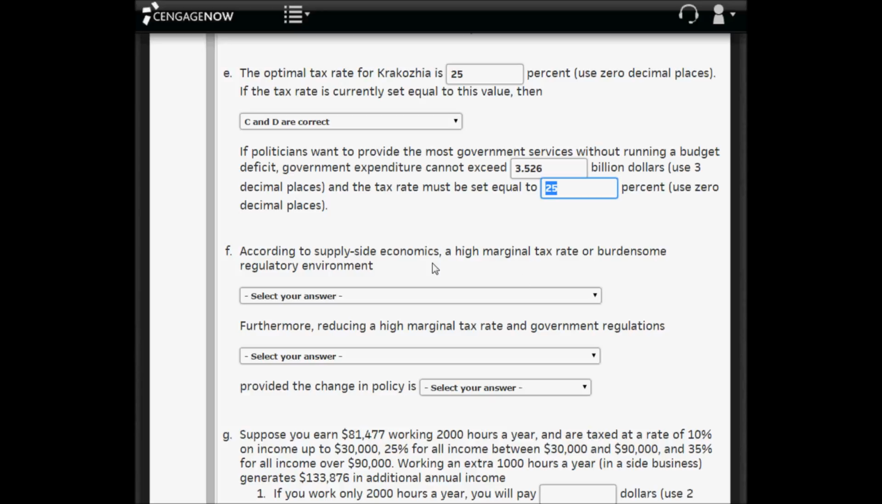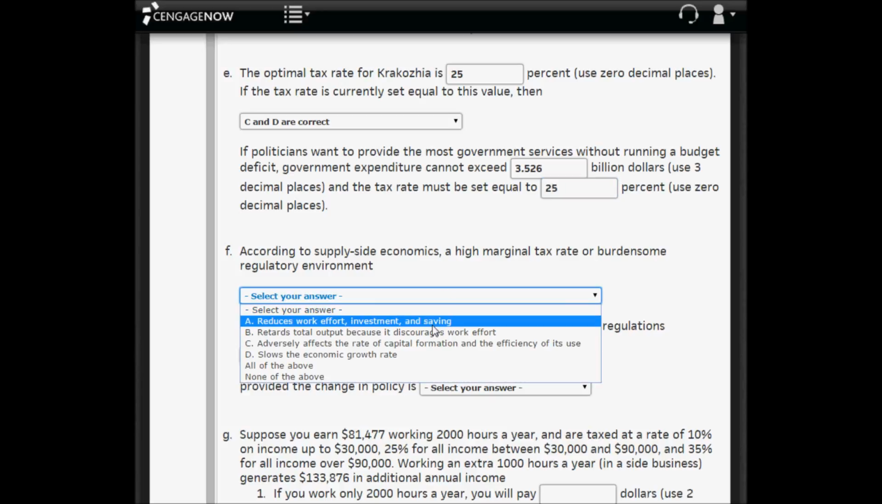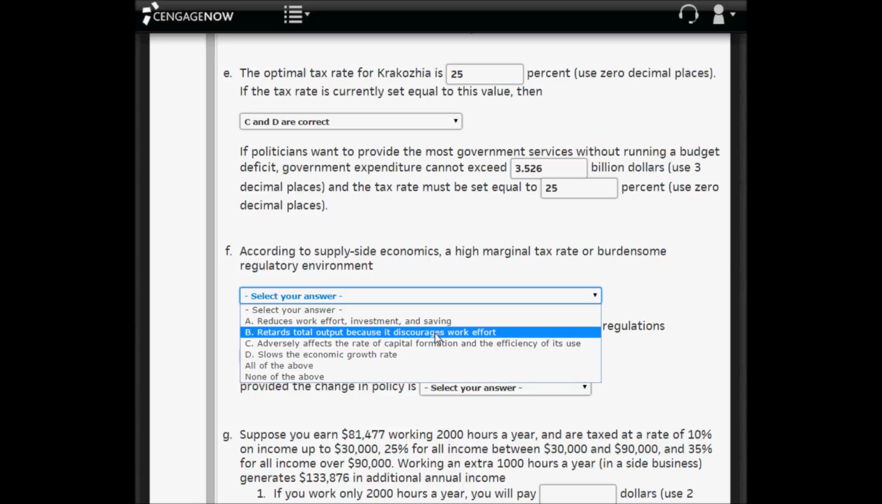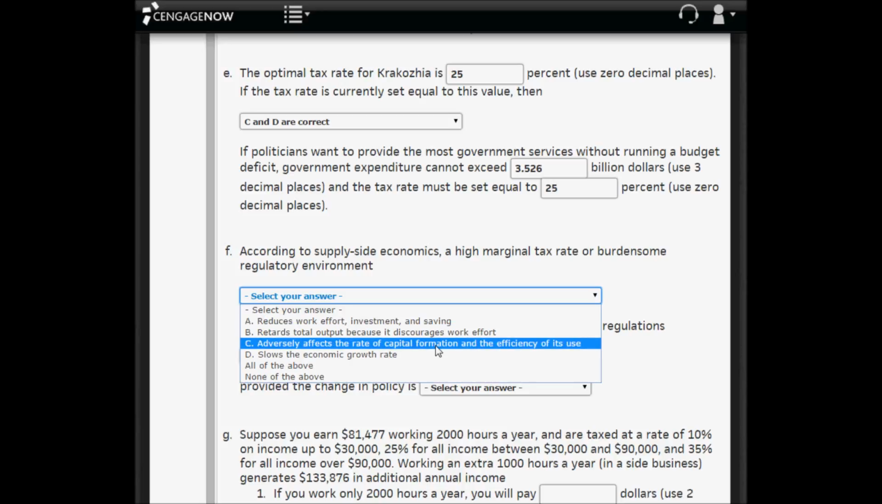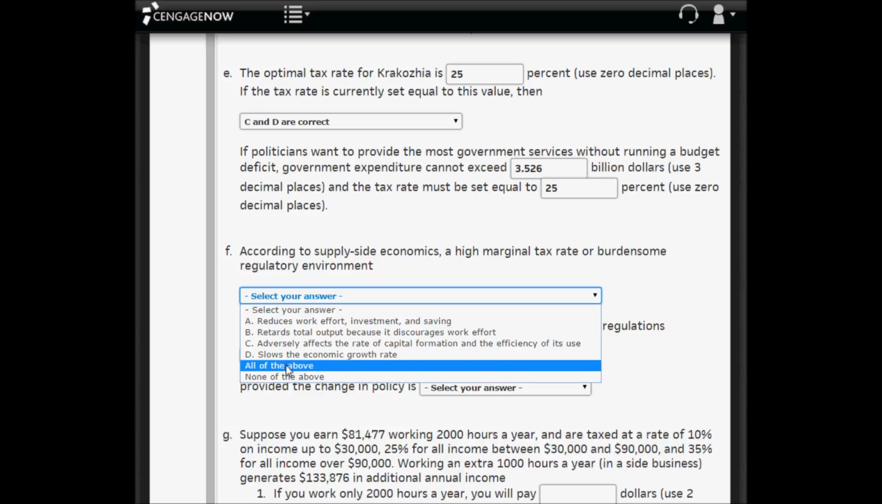According to supply-side economics, a high marginal tax rate or heavy regulations reduces work effort, investment and saving, and retards total output because it discourages work effort, adversely affects the rate of capital formation and the efficiency of its use, and slows the economic growth rate. So all the above are true.